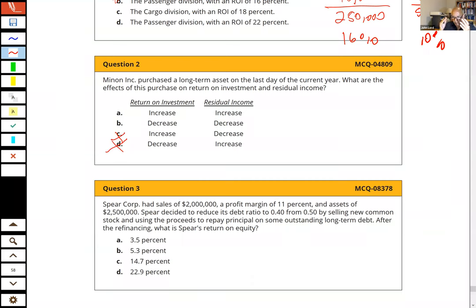Because if you've increased the base, then I don't see how it's going to decrease one while increasing the other. So I can immediately get rid of C and D, unless I'm missing something.